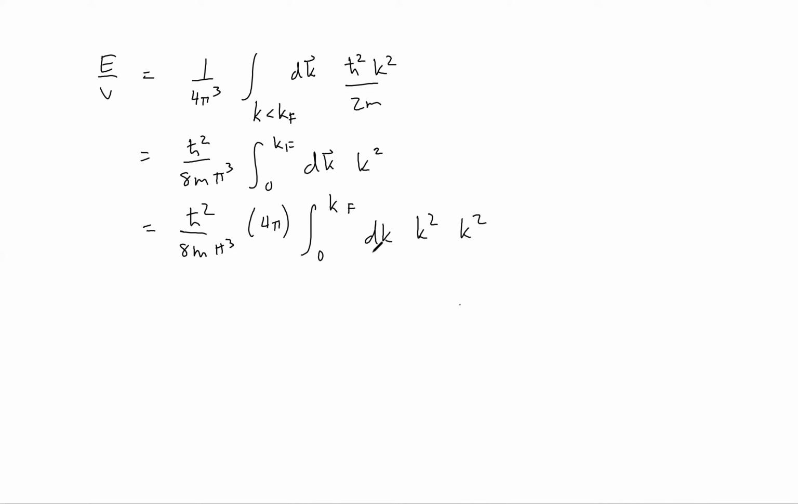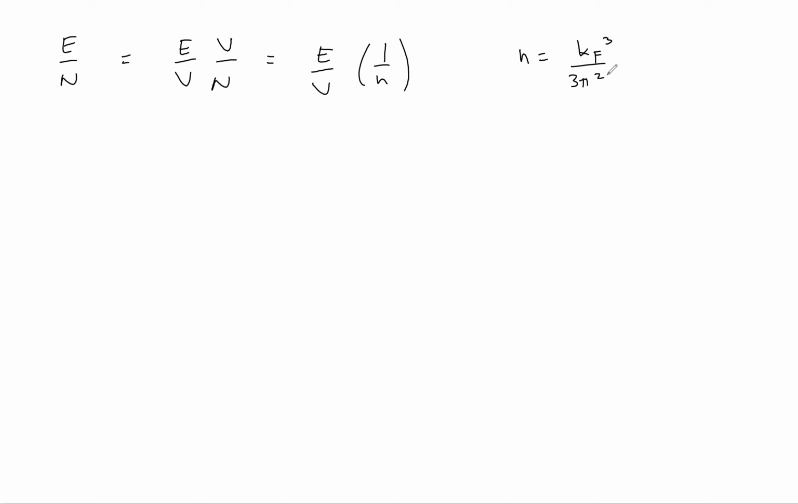This is no longer a vector dk, but a scalar. The dk times k squared came from the volume element over here. This is now an integral that's easy for us to do. This is h bar squared kf to the 5th power over 10m pi squared. So this is the total energy per unit volume of the free electron gas.